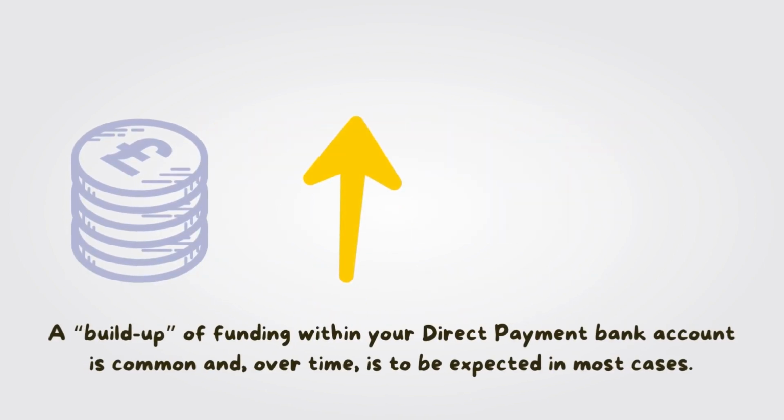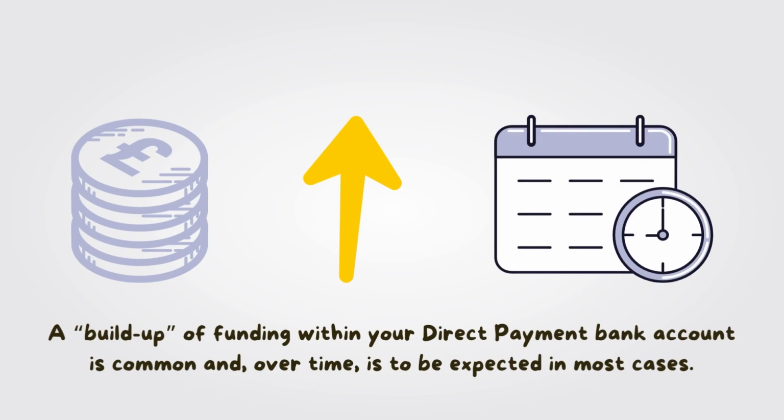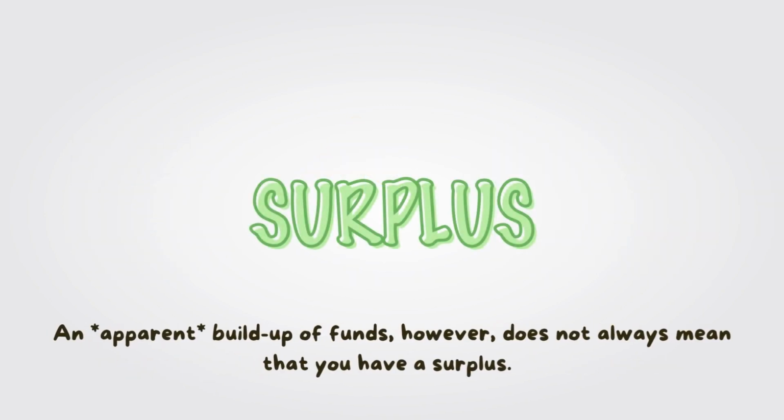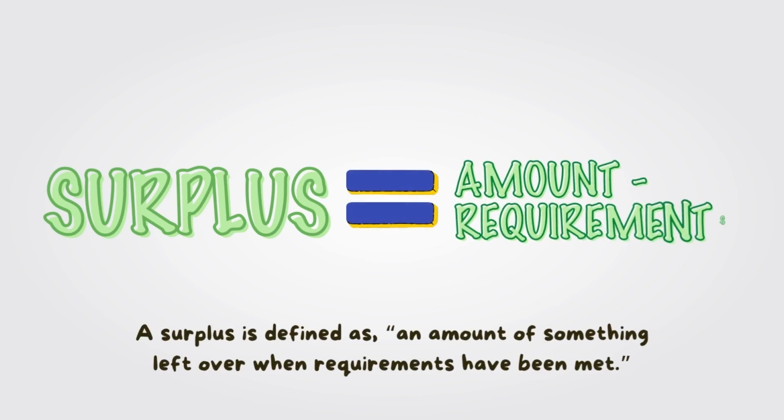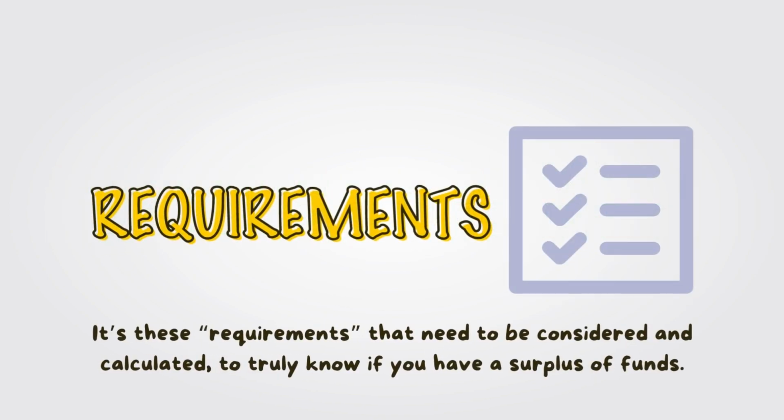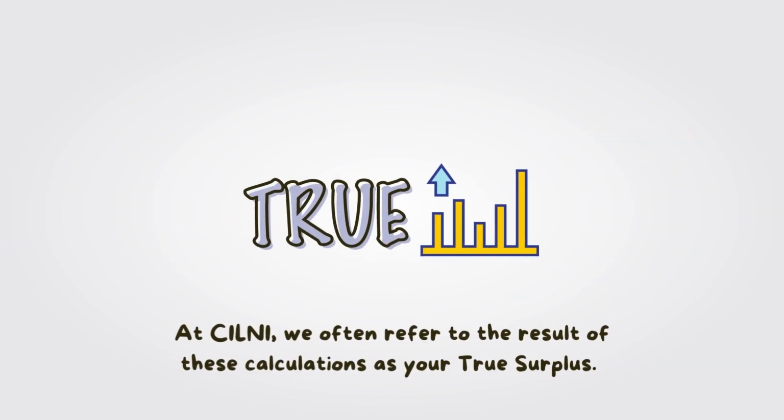A build-up of funding within your direct payment account is common and over time is to be expected in most cases. An apparent build-up of funds, however, does not always mean that you have a surplus. A surplus is defined as an amount of something left over when requirements have been met. It's these requirements that need to be considered and calculated to truly know if you have a surplus of funds. At CIL-NI, we often refer to the result of these calculations as your true surplus.